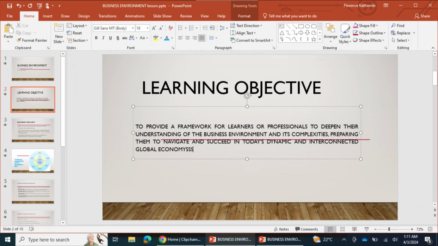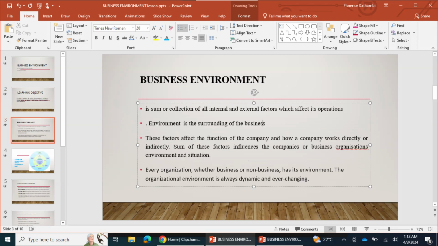The learning objective of this topic is to help the learner familiarize with the nature of business environment and to identify and evaluate the complexities of the business environment. The business, just like human beings, does not operate in a vacuum. They operate in a certain surrounding, and that is what we are referring to as business environment.